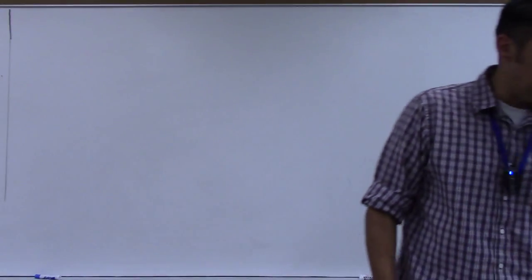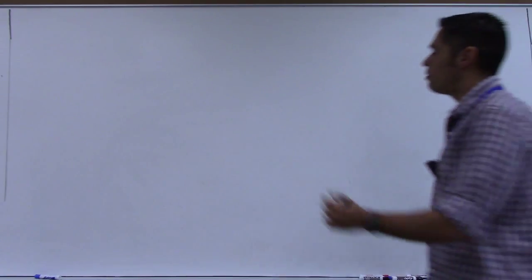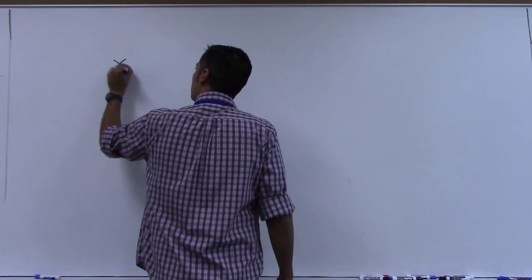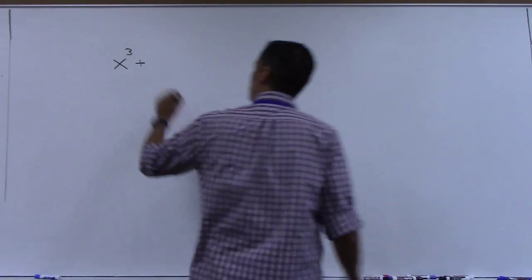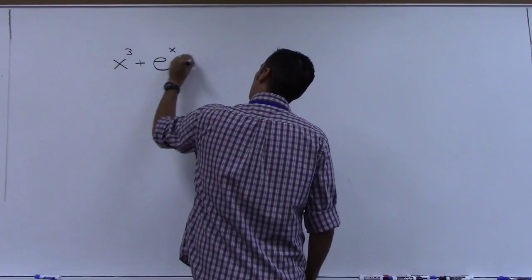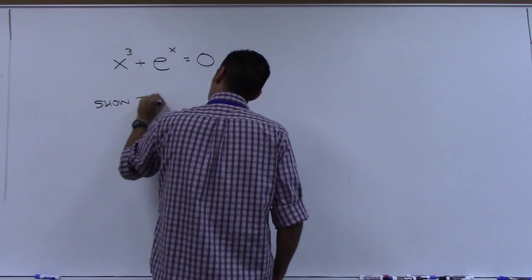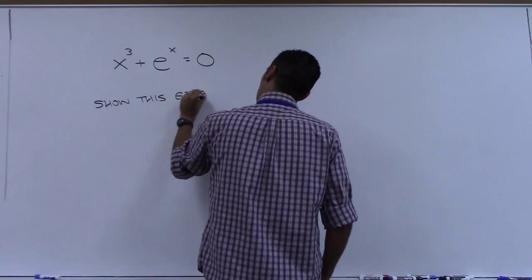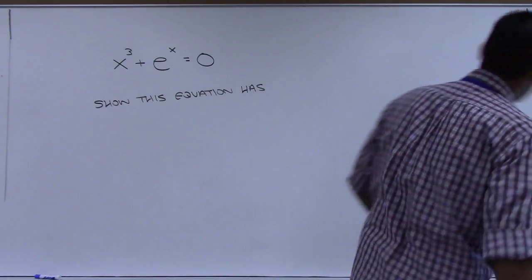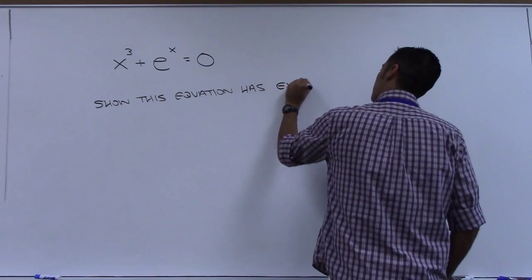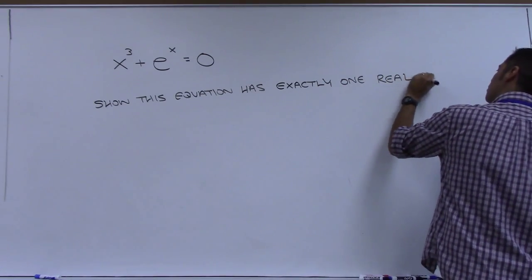So we finished up mean value theorem last time, but there was something at the end that I didn't talk about that I really wanted to address. Let's take a look at this equation: x cubed plus e to the x equals 0. And let's show this equation has exactly one real solution.